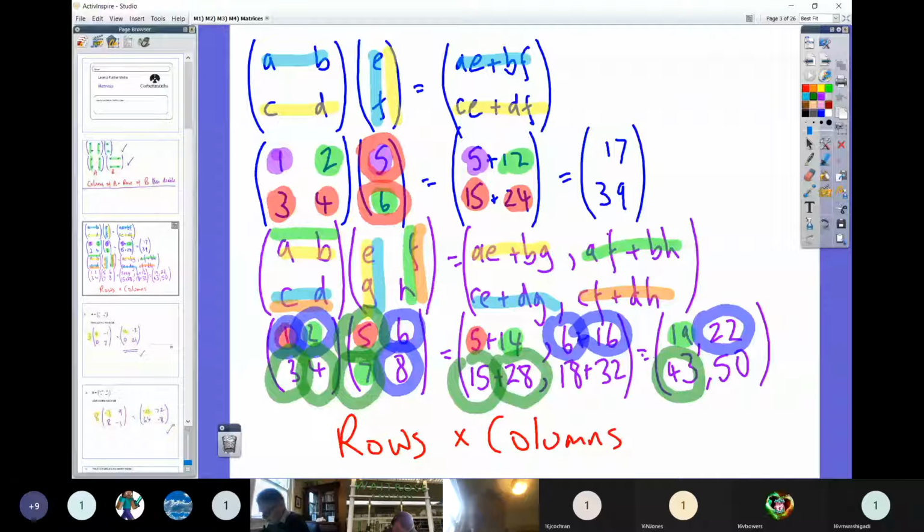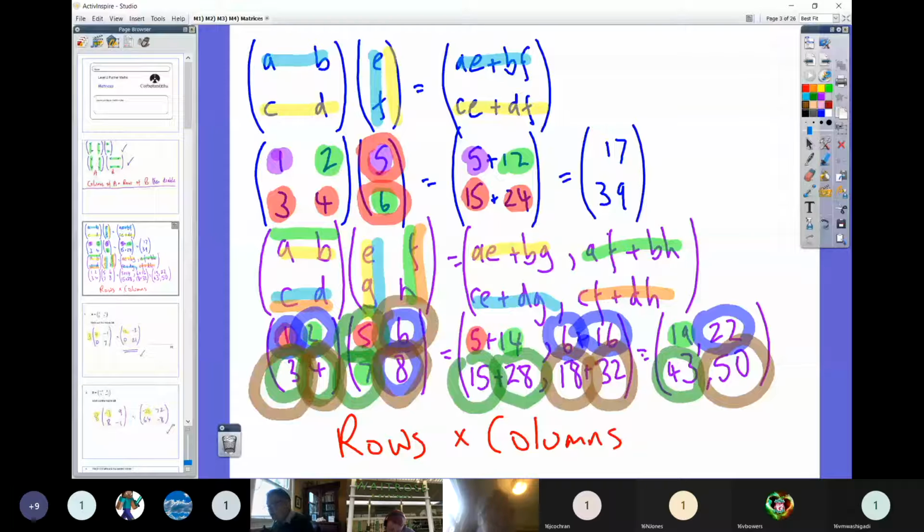All right, and then to get my final number, I'm going to work away along the bottom row of matrix 1 and the second column of matrix 2. So let's try and do this in light blue. So I've done, or is it brown rather, 3 times 6 to get 18, and 4 times 8 to get 32, added them together to get 50. So work your way along the rows of matrix 1, multiply by the appropriate column of matrix 2.